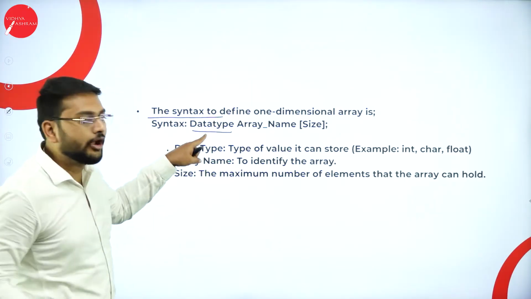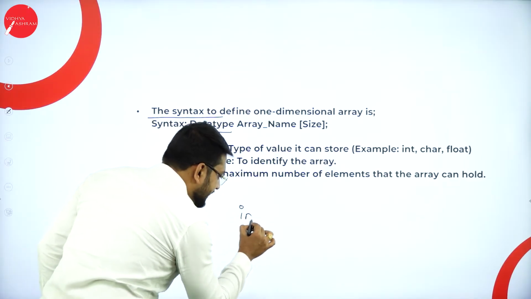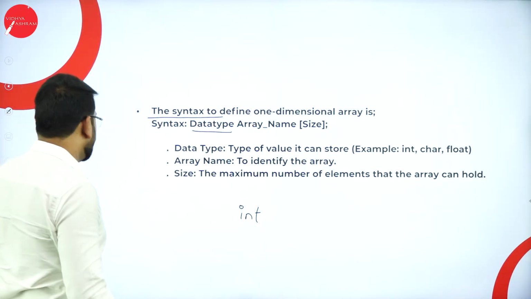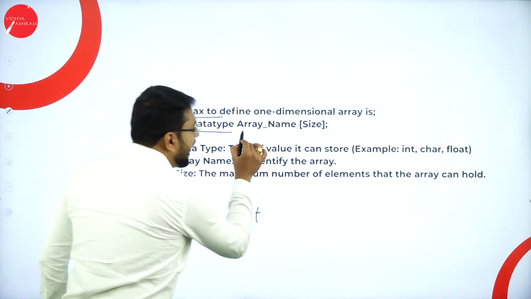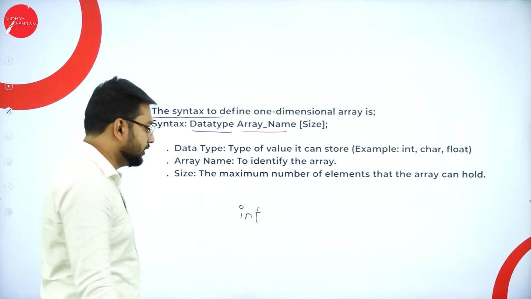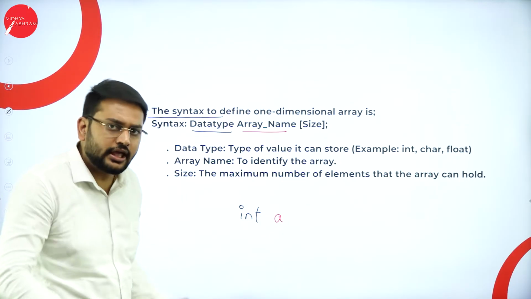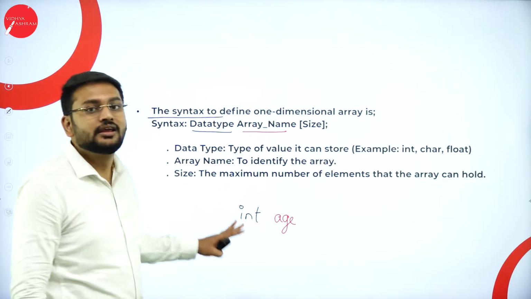So first, according to the syntax, what should I write? I should write the data type. I will write int. Let me change the pen color. Okay. So I will write int. Int is what here? Data type. Then after that, array name. So let me take the array name as A. What is the name of the array? A. So can I write age? Yeah, whatever you want, you can write it. So this is the name of the array.